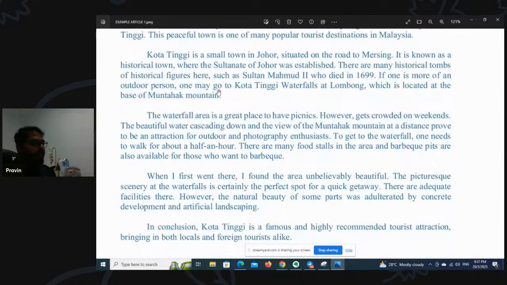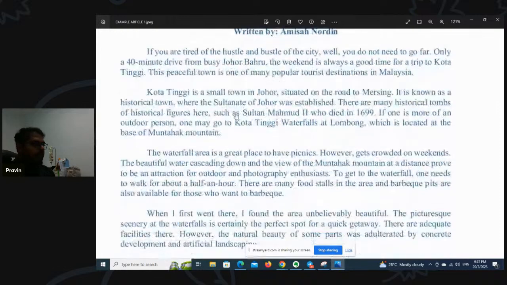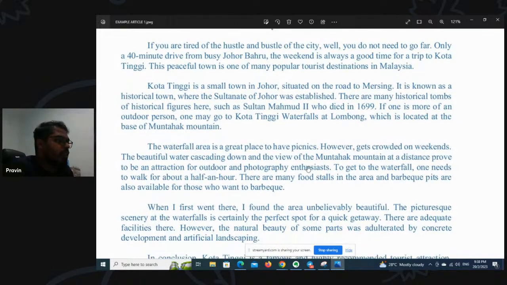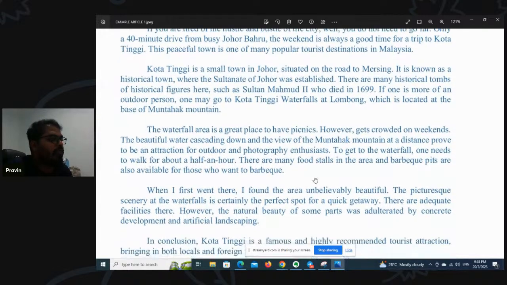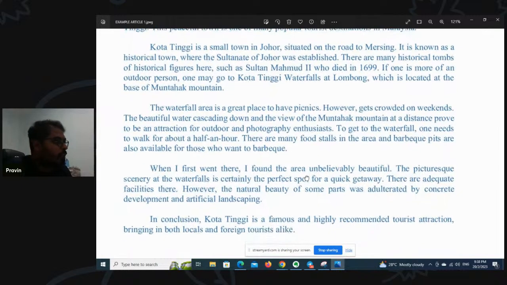Okay, let's look at the third paragraph, or the second point, what attracts visitors to the place. The waterfall area is a great place to have picnics, however it gets crowded on weekends. Weekends means Friday, Saturday, Sunday. The beautiful water cascading down and the view of Muntahak Mountain at a distance proved to be an attraction for outdoor and photography enthusiasts. To get to the waterfall, one needs to walk for about half an hour. There are many food stalls in the area and barbecue pits are also available for those who want to barbecue. Again, here they only write about the activities. Activities, I know you can do. Yes, easy. Okay.